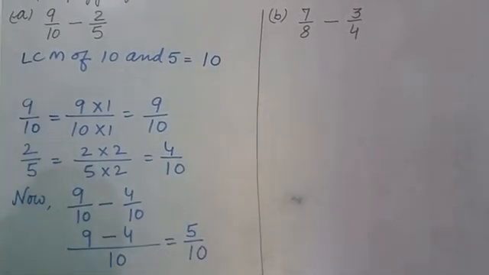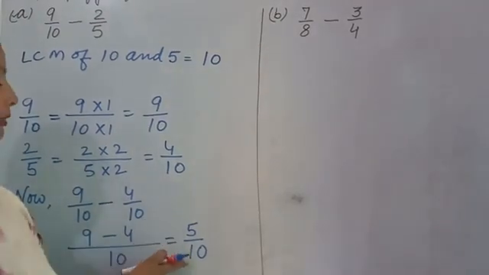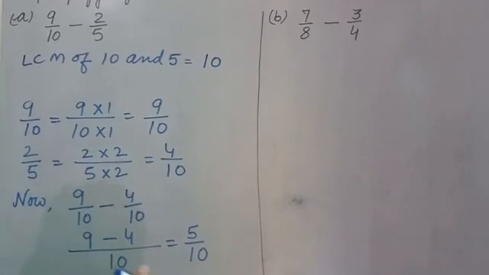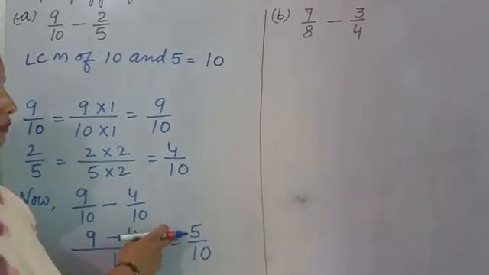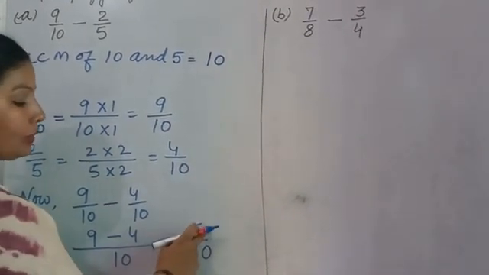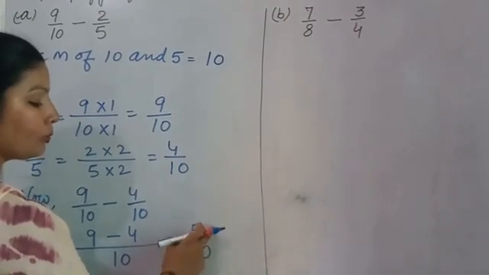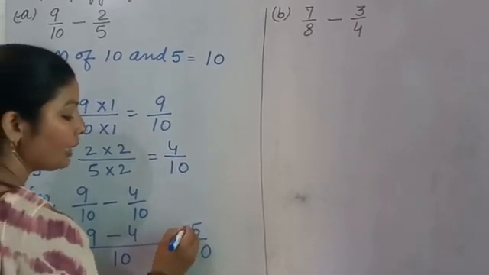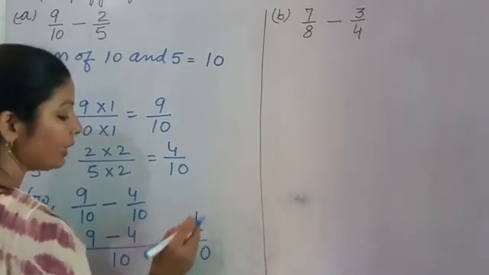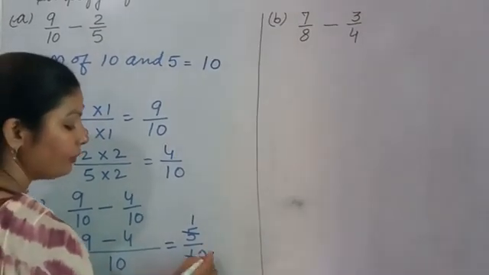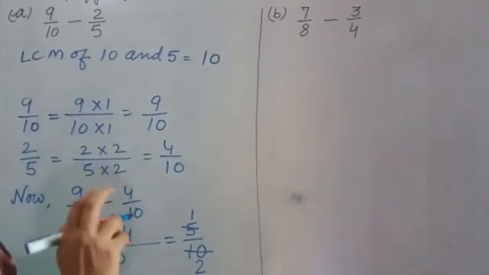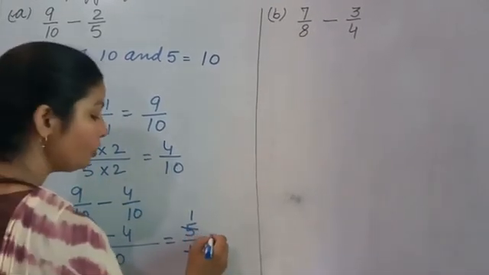Now this is not in lowest terms, because the question says to simplify if needed. So here we need to, because in the 5 table we are getting 10. So we will divide numerator and denominator both by 5, because both come in the 5 table. So 5 divided by 5, 5 ones are 5. 10 divided by 5, so 5 twos are 10. In the 5 table we have 10 on number 2. So it becomes 1 upon 2.